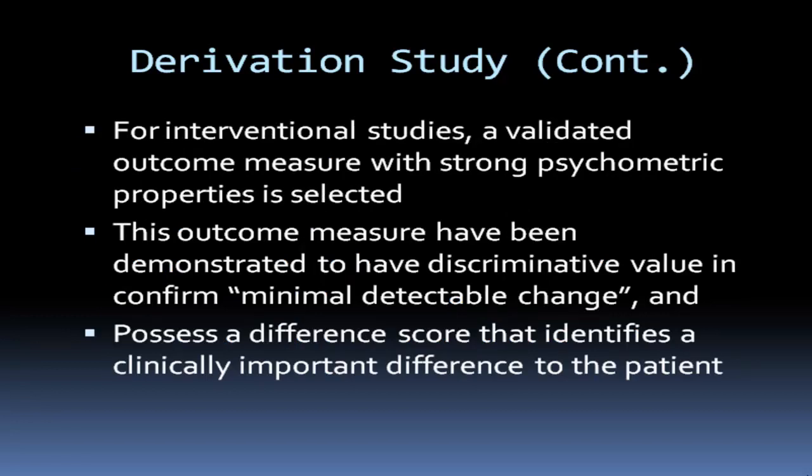For interventional studies, a validated outcome measure with strong psychometric properties is selected. Well, what does that mean? Well, the outcome measure, such as a questionnaire on patient function, has been demonstrated to have discriminative value, one that possesses a difference score that identifies a clinically important change for the patient.